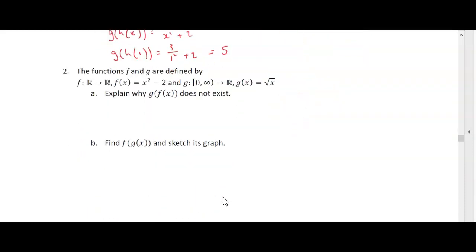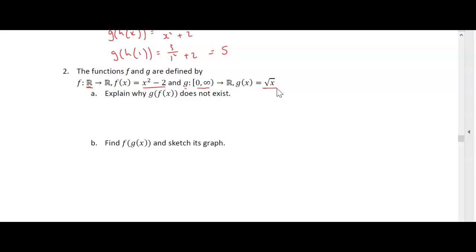Okay, question 2. Actually, I think we did this question in class. I think we skipped number 1. So that's good. Let's do question 2 again anyway. The functions f and g are defined by, so we've got function f, the domain is R, and our function is x squared minus 2. And then function g, our domain is from 0 to infinity, including 0, and we've got square root of x.